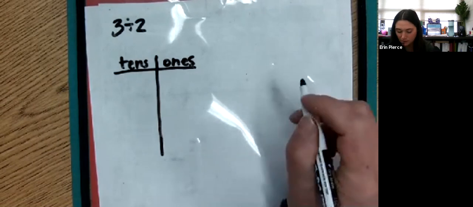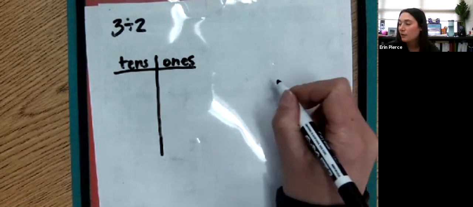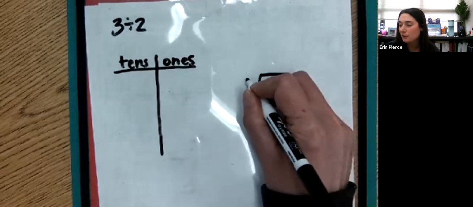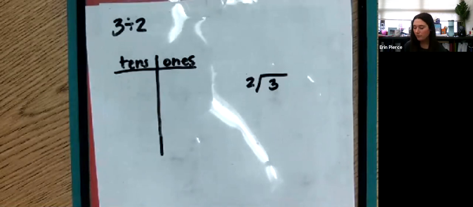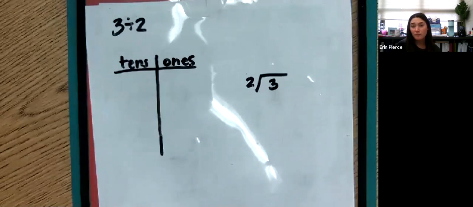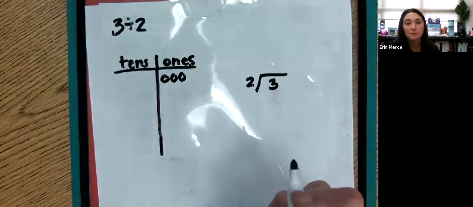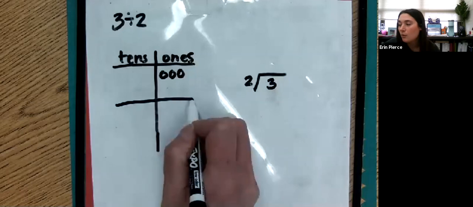And then I'm also going to draw our long division, 3 divided by 2. Make sure you all have all of that before I move on. All right, so let's draw those 3 ones. And we're dividing into 2 groups.